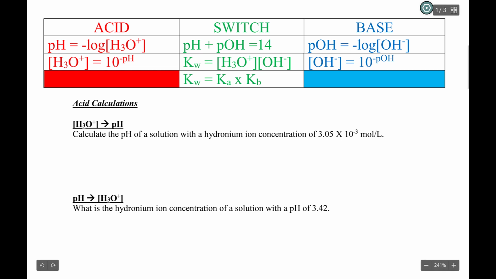Now, the equations in this chart need to be memorized. You will use them in Chemistry 20, Chemistry 30, and any chemistry that comes beyond this for you. So I just want to talk about the 3 different columns here. The acid column is strictly dealing with acid information quantitatively, whether it's hydronium or pH or hydronium and pH. The base side of this is 100% base information. It is pOH, which is the power of hydroxide, or the hydroxide ion concentration, or vice versa.